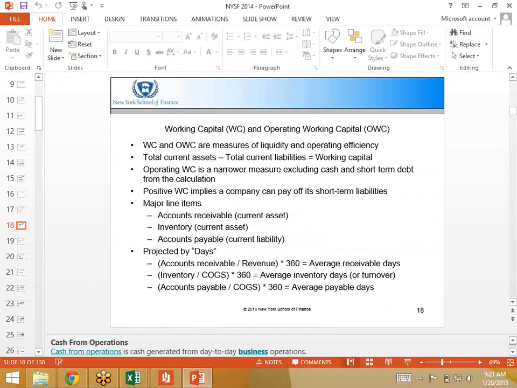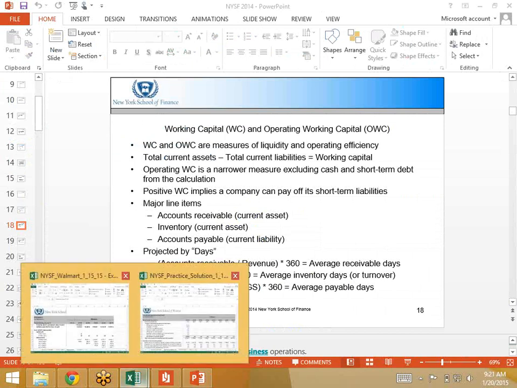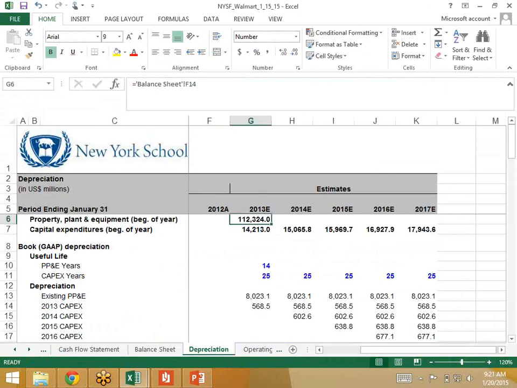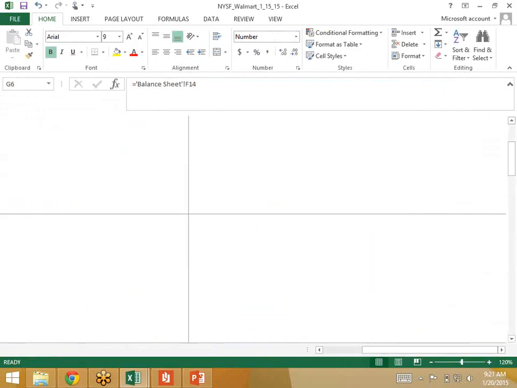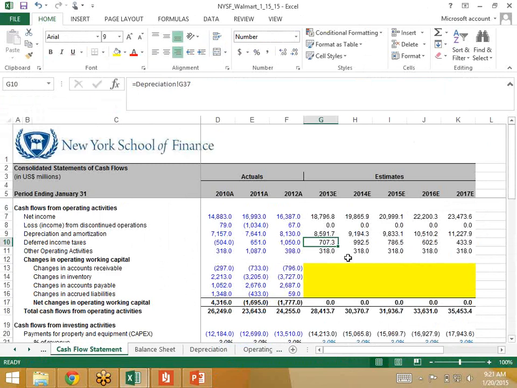Any questions on that? All right, let's look at the Walmart model then. So here we'd left off with the depreciation. We'd linked everything up into the cash flow statement. And now we're left with these working capital line items. So the first thing I'm going to recommend doing in any model that you're working on is first look to the balance sheet to determine which working capital line items we want to base our model on.